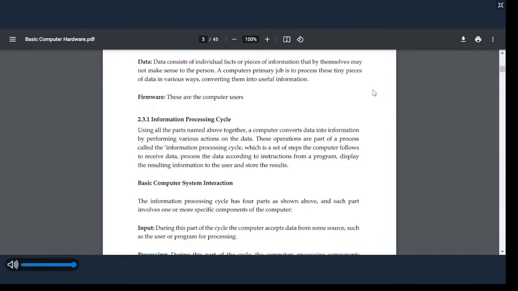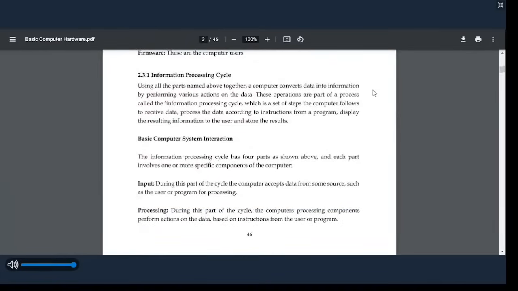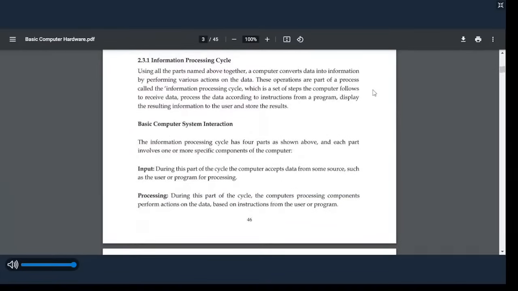The information processing cycle has 4 parts as shown above, and each part involves one or more specific components of the computer.